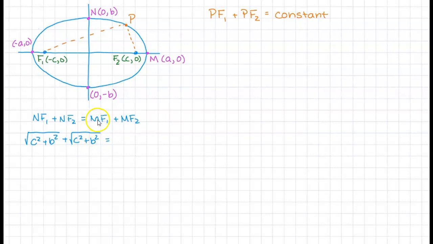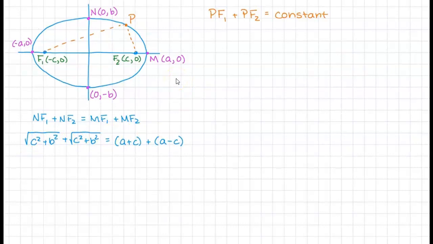Now let's find M to F1. So M to F1, well, if I just go to the center first, M to the center is A, and then the center to this focus is C. So that is just A plus C. And then for M to F2, that's just this little distance right here. So if I take A and then subtract off C, it gives me this little bit right here. So A minus C is that. So now I have a formula right here. Let's just go ahead and see what I can get out of this.